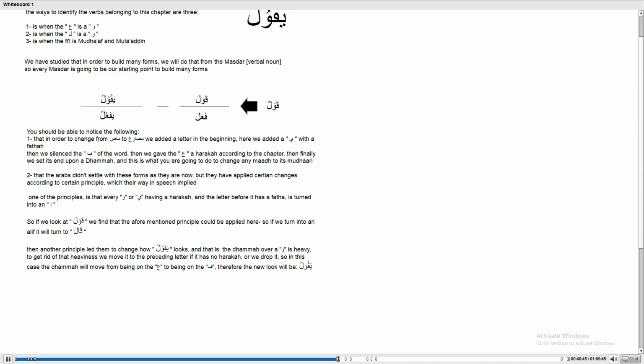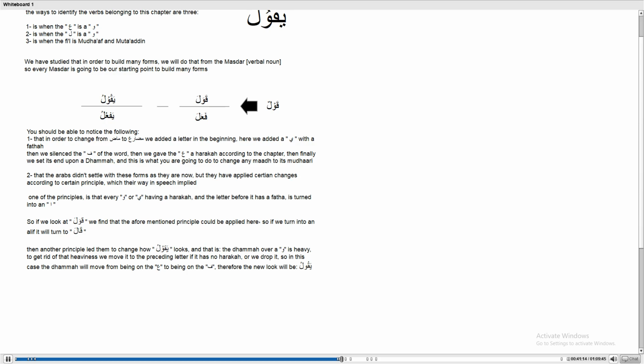Qala will still remain on the scale of fa'ala, and yaqulu will still remain on the scale of yaf'alu. Okay. The only time it will affect is when we drop a letter or we change the letter's place.